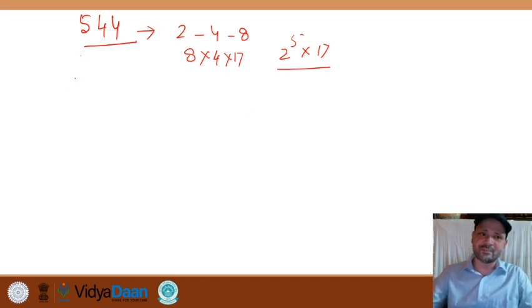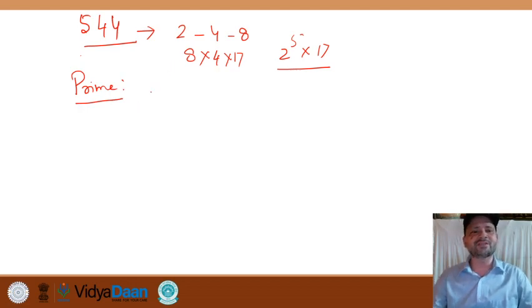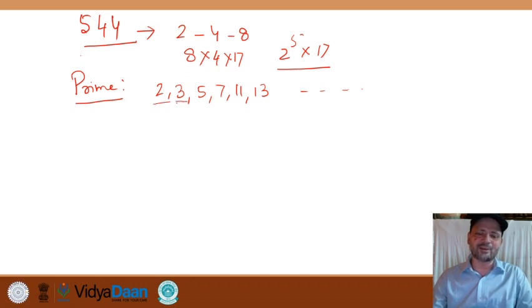Now the term prime, you know what is the meaning of prime. Prime means a number has only two factors, one and itself. So like 2, 3, 5, 7, 11, 13, all these are prime numbers. 2 is the only even number which is a prime number, and 3 is the only multiple of 3 which is prime. All other numbers after 3 will not be multiples of 3.